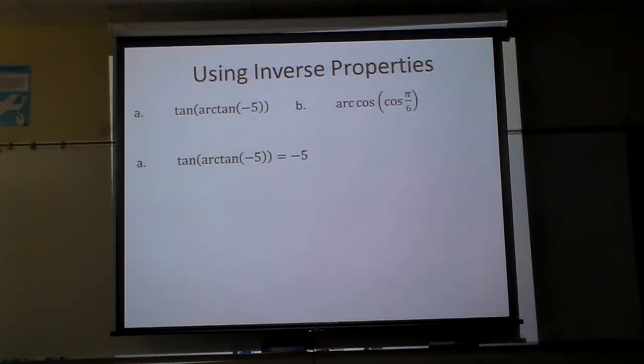So basically the answer is just this. If they're defined, they cross out. That's -5. And the other one will just be what? Pi over 6, because they both are in there and they're defined. But what happens if they're not defined?